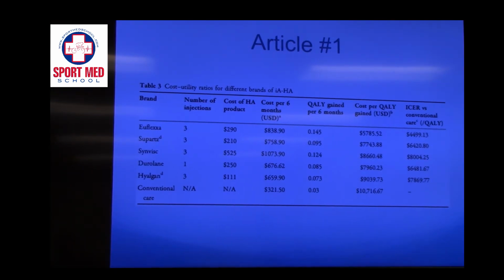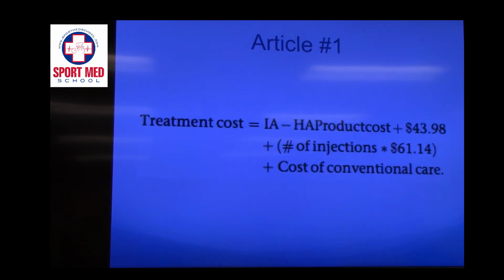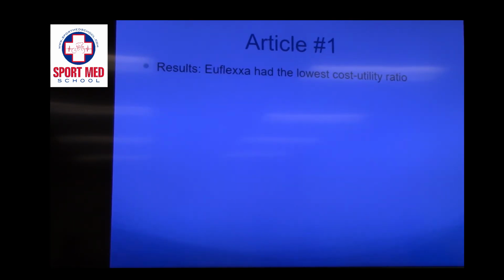Not surprisingly, Euflexa came out on top here as sort of the best cost-effective option. And then they did this sort of comparison between the different hyaluronic acid brands, and again, not surprisingly, Euflexa came out as the most cost-effective option. So that was the main result of their study, that it had the lowest cost-utility ratio.